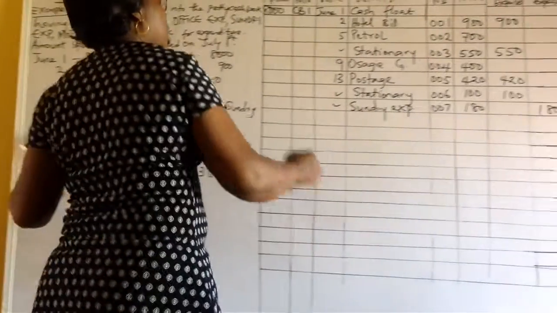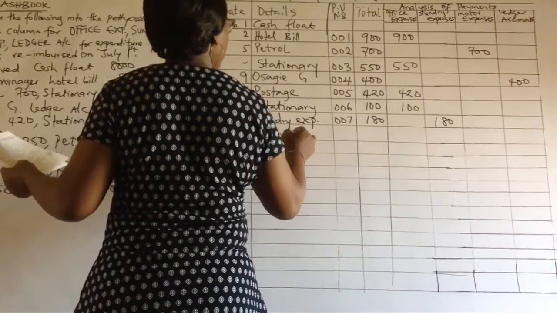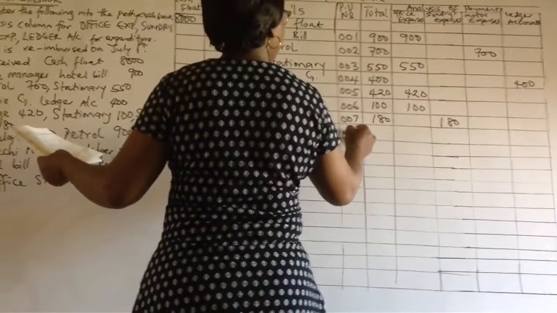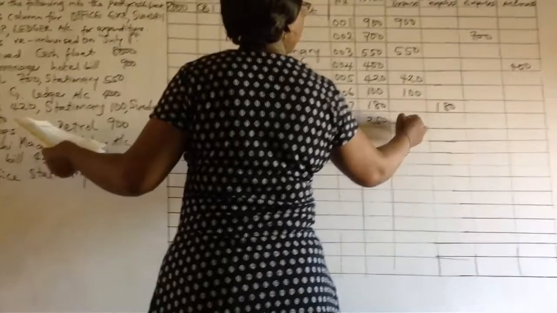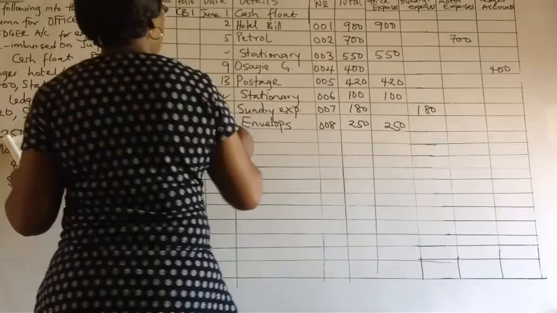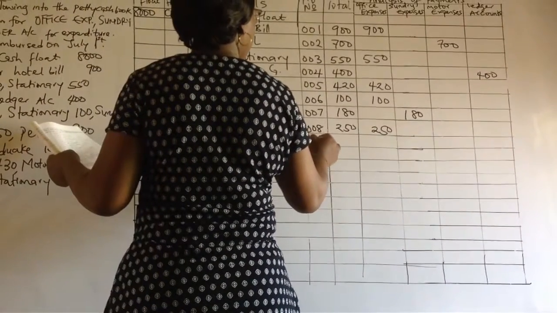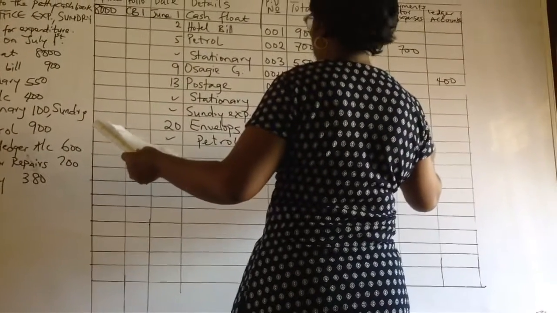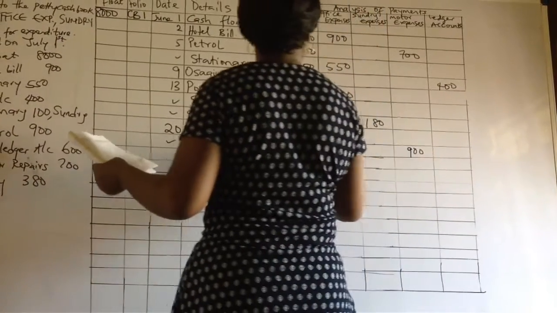Now on the 20th, you have envelopes. Envelopes 008, 250 naira. Office expenses 250 naira. The same on the 20th, you have petrol 009. Petrol goes to motor expenses, which is 900 naira.